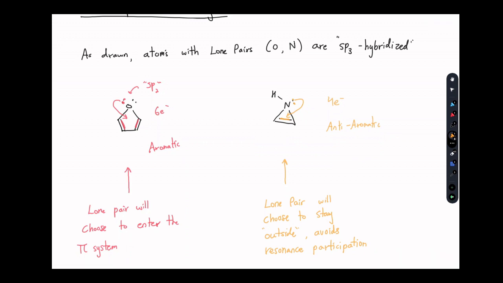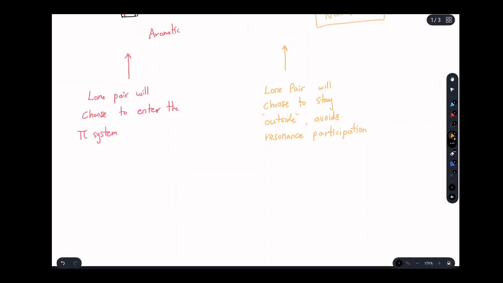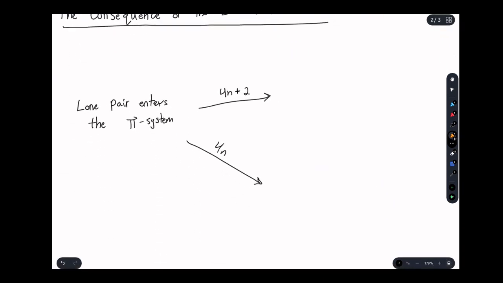And so instead what happens is this lone pair remains on the outside, right? Now it truly is sp3. If it's not going to be entering with resonance, now it's truly sp3. The consequence of that is that this ring isn't anti-aromatic. It's actually non-aromatic. And a big idea here is that anti-aromaticity, or being anti-aromatic, is virtually impossible with a lone pair.